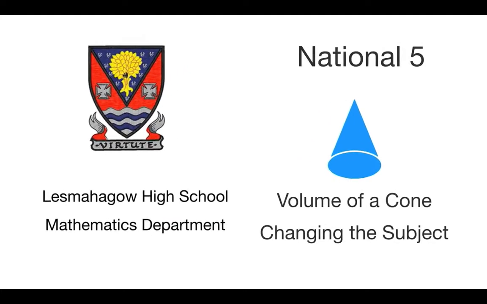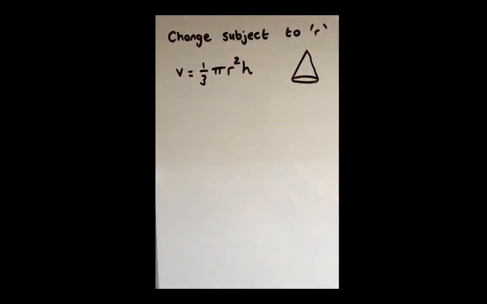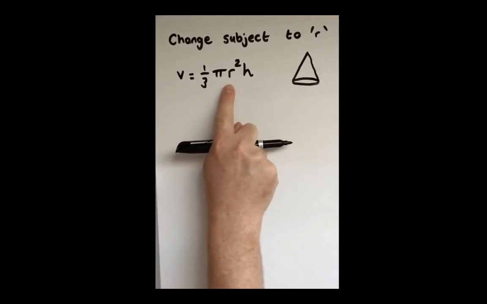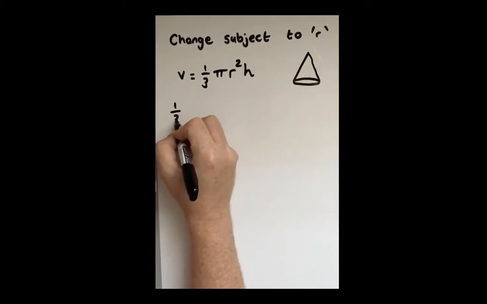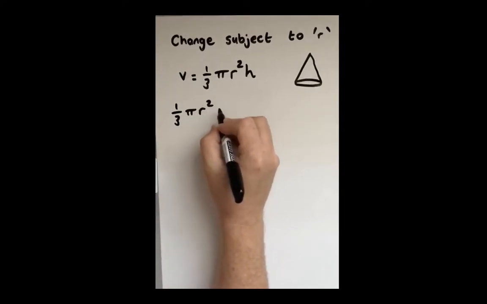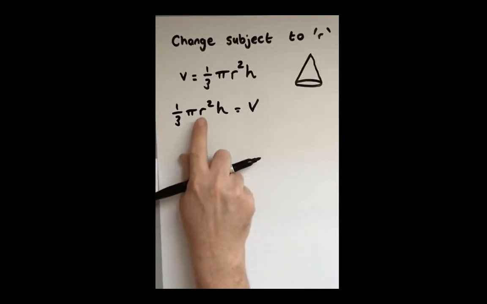Burns. In this lesson we are going to change the subject of the formula using the volume of a cone. Initially we're going to change the subject to r. We've got a third pi r squared h for the volume of a cone. Because the left hand side is equal to the right hand side, the right hand side is equal to the left hand side, so we can switch them round. So a third pi r squared h is equal to the volume.